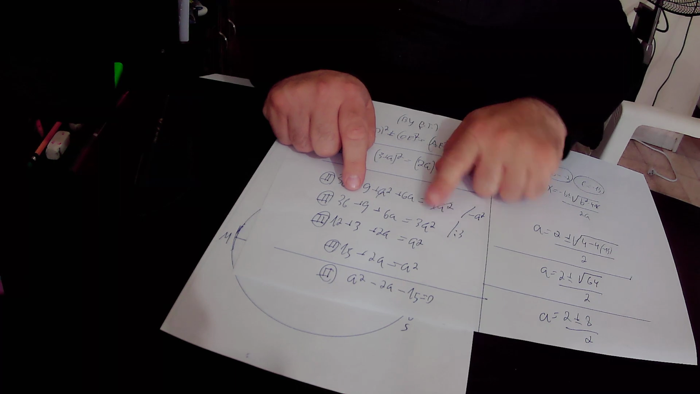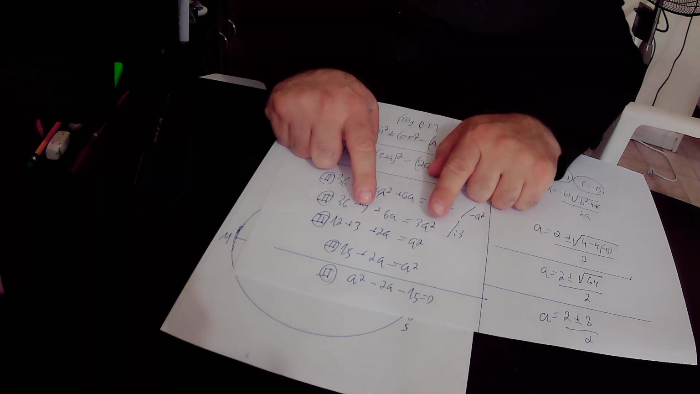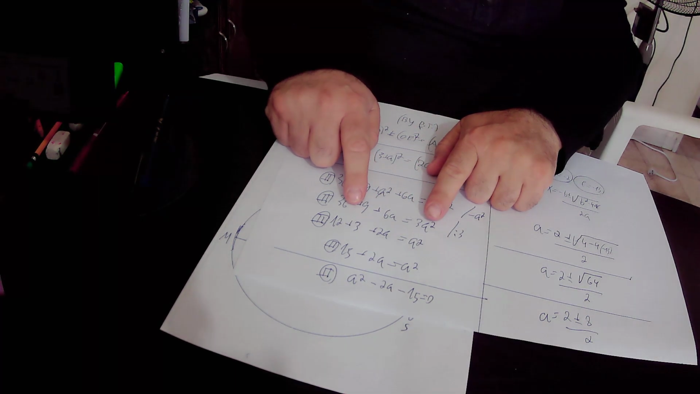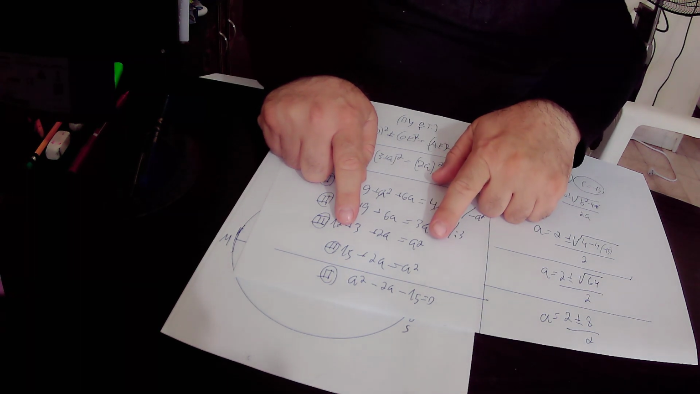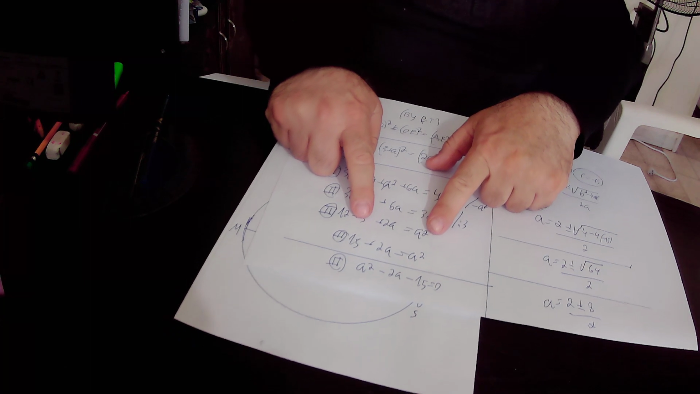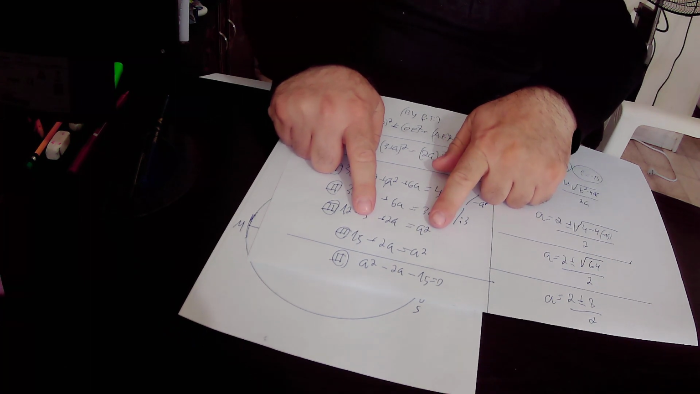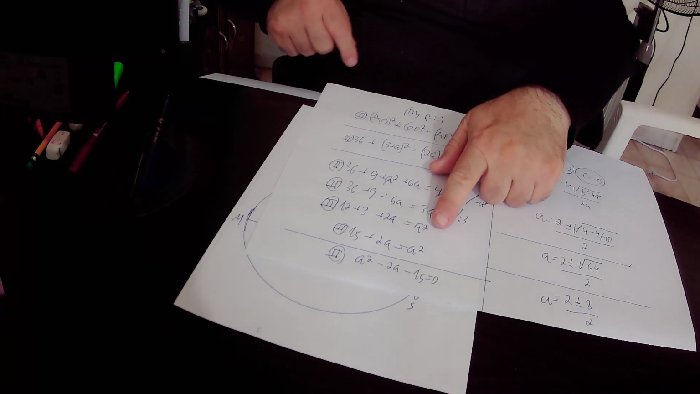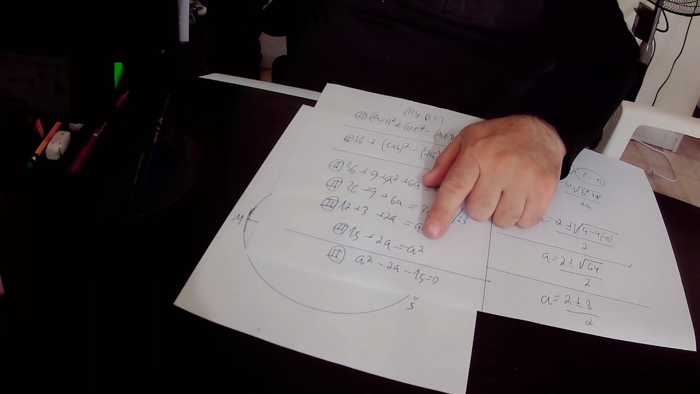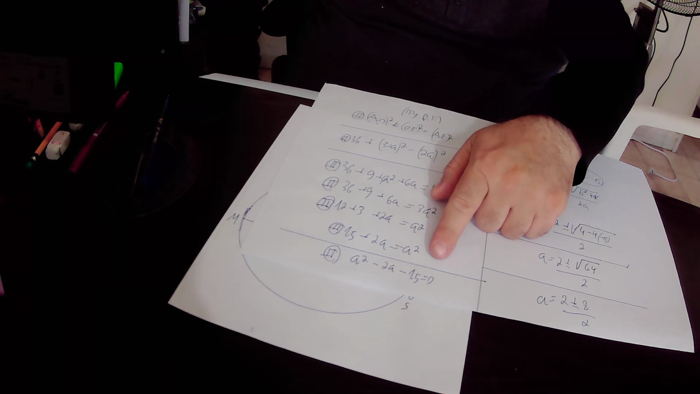So here we have 12 plus 3 plus 2A equals A squared. 12 plus 3 is 15. So according to equation number 2, we found that 15 plus 2A equals A squared. We subtracted 15 and 2A from this equation, and found that A squared minus 2A minus 15 equals 0.